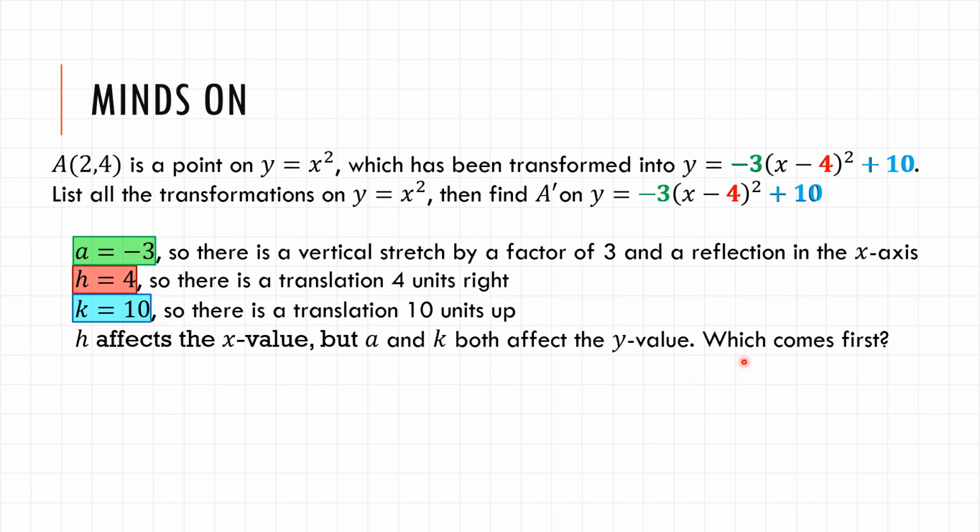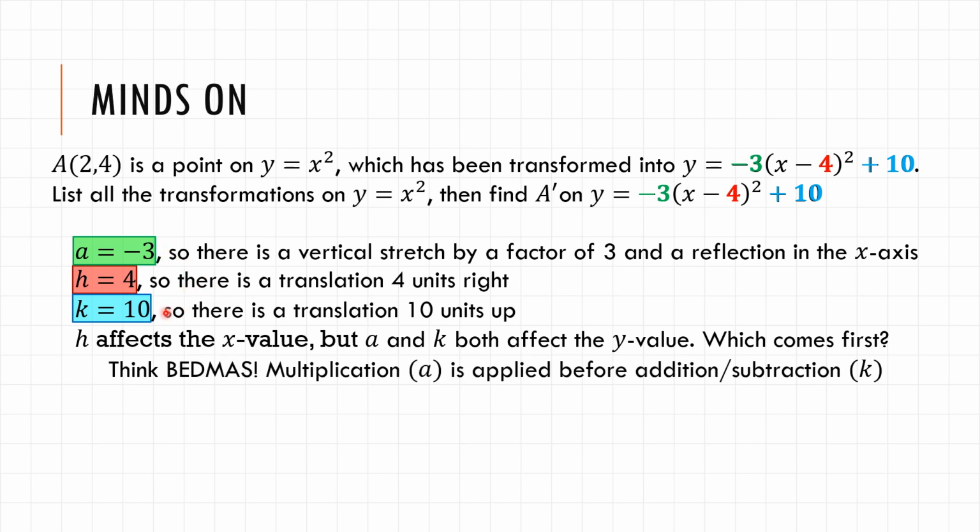The value that comes first will of course be a, because we still follow BEDMAS, right? We have to follow our order of operations when we're applying them, and multiplication happens before addition. So I'll still start off with my point like usual. And the h value, yes, that will affect x. So x will go up by 4. 2 will increase by 4 to get 6. 2 plus 4 is 6.